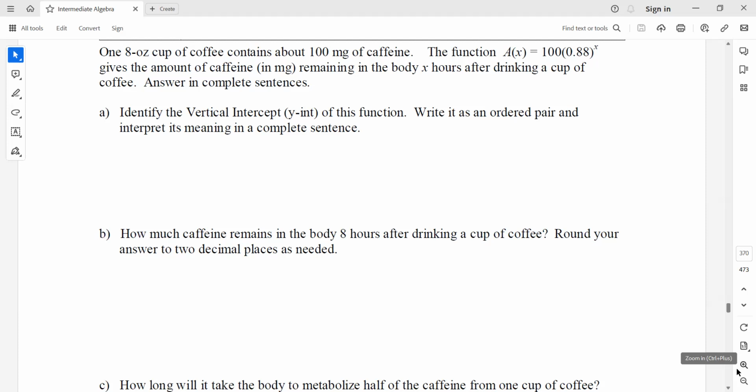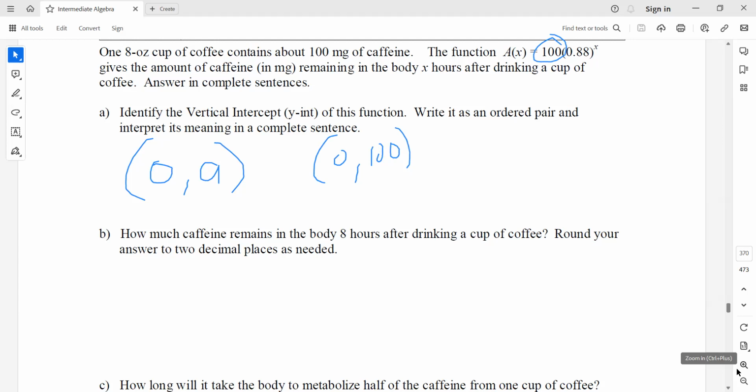Identify the vertical intercept. That's the first thing. Now you know the vertical intercept is always (0, a), which is the initial value. And what is a? 100. So (0, 100). So what do you say in a sentence? The 8-ounce cup of coffee contains about 100 mg of caffeine. So when you drink it, there is 100 mg of caffeine in your body. And that's it, okay?